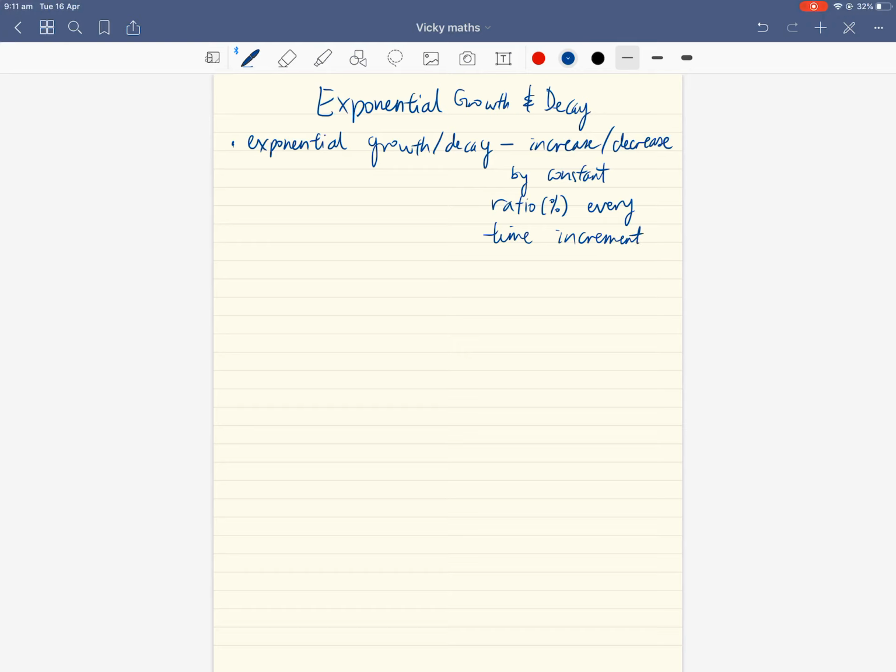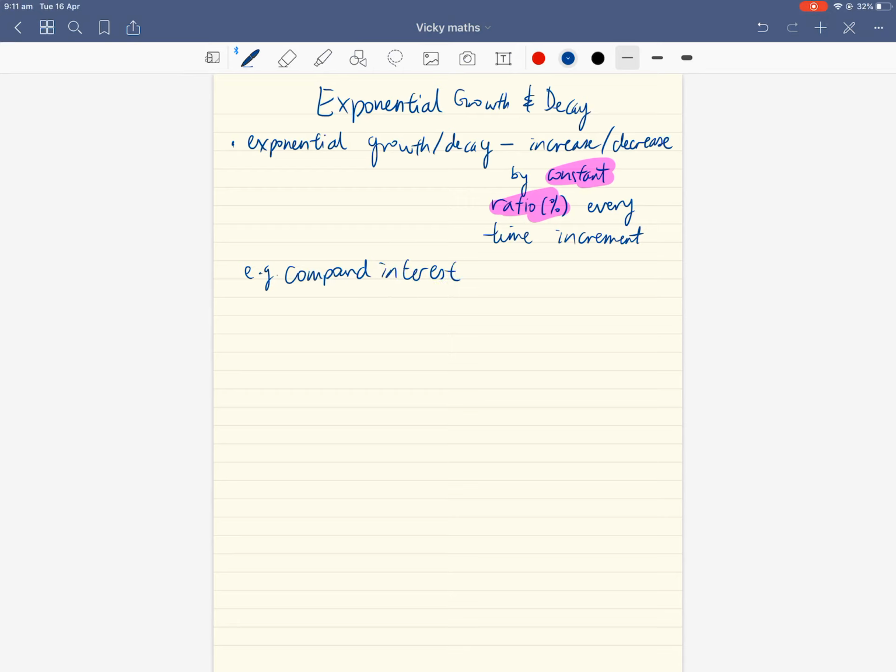Examples of exponential growth and decay include compound interest. So we have a sum of money, and if we're investing, that money gets increased every year at a constant percentage of, say, 4%. And it's that constant ratio or percentage which makes it exponential. If it's not a constant ratio, then it won't be an exponential growth or decay. So compound interest is a classic example of exponential growth.